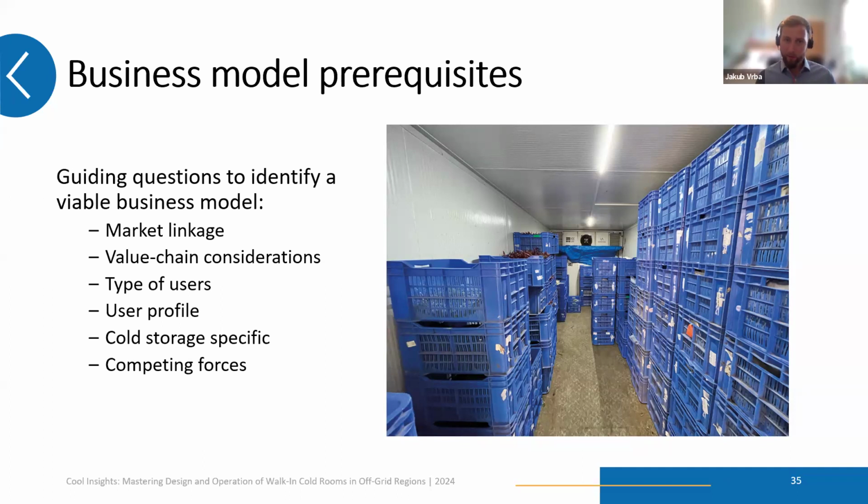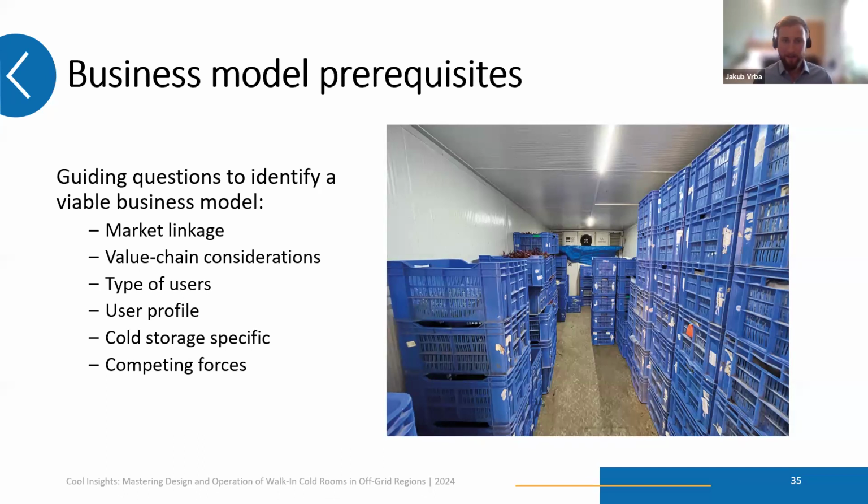Also, it is important to understand the customer's interest in using the cold rooms, whether they have a preference for lease-to-own versus service-based contracts, or whether they actually have no interest in being directly engaged in the cooling itself, and it makes more sense to buy the produce from the farmers and have this specialized entity do the cooling and the subsequent market linkage themselves directly.